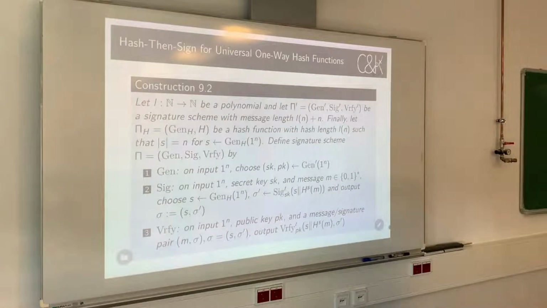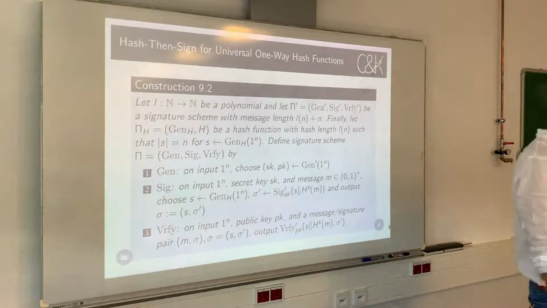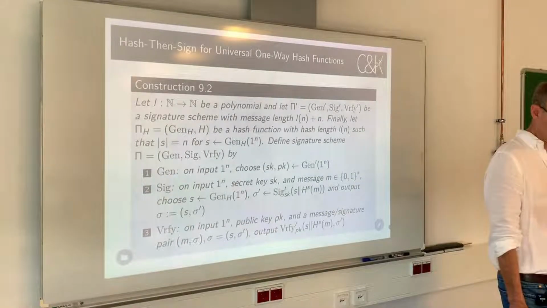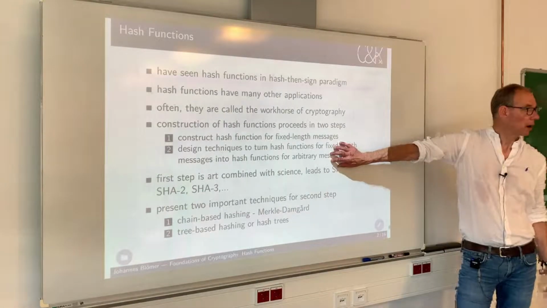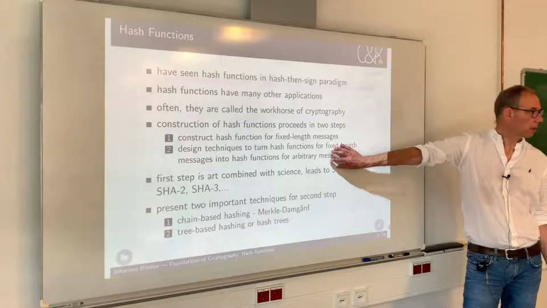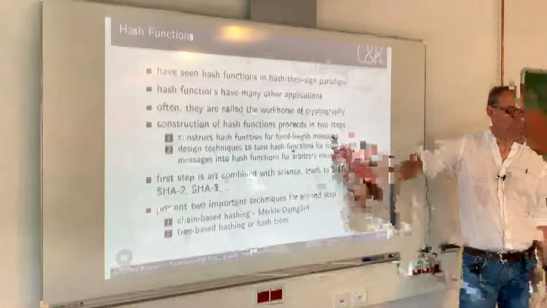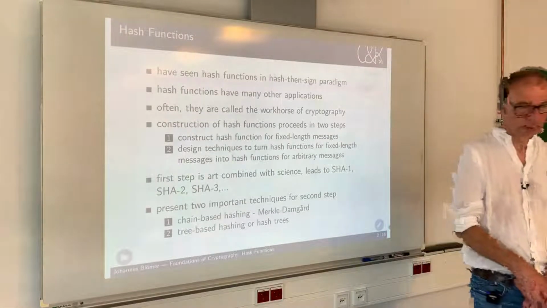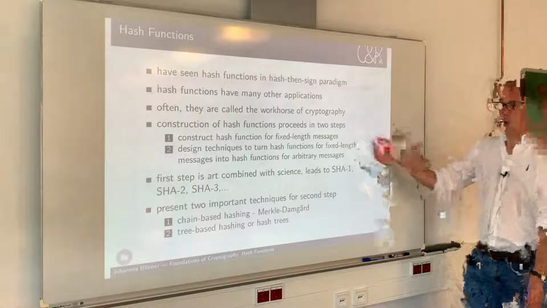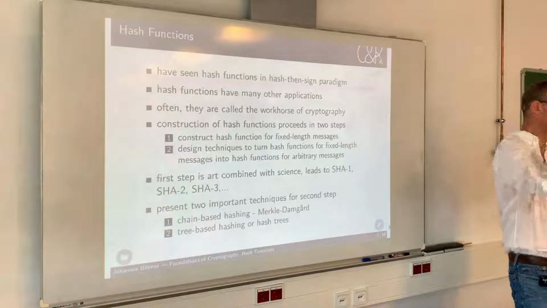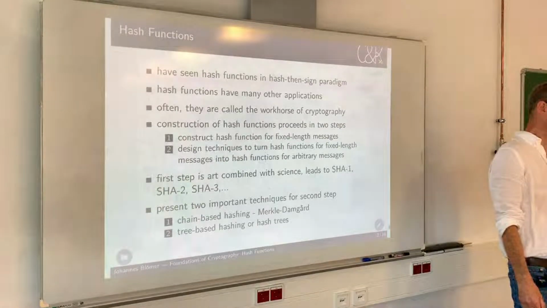Good. Any questions about this? If not, then what I want to do is go back here, we want to go to this step here. How do we construct from a hash function that is, say, collision resistant, again we switch now to collision resistant, but works only for fixed length messages, how do we go to arbitrary length messages?